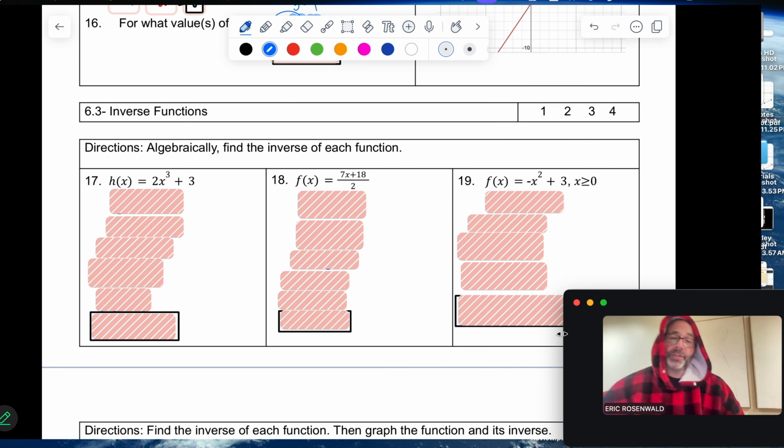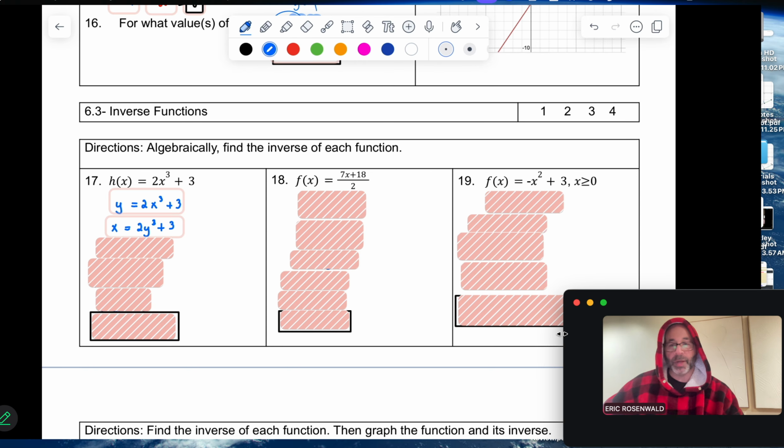6.3, this was inverses. This should be pretty quick because this is just using basic algebra to solve these. Remember to find the inverse, you take the x and the y and you just swap their places. So take the x and y in this problem, and we're just going to swap the places, and then we're going to resolve for the y.